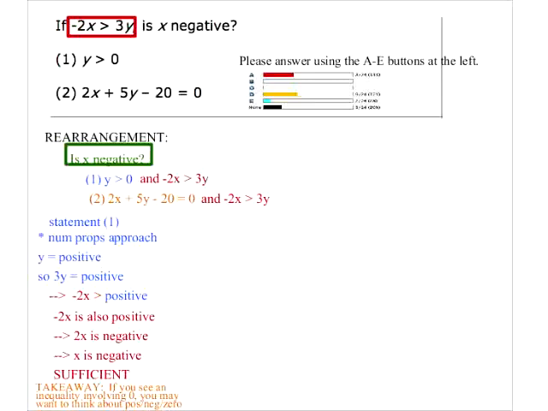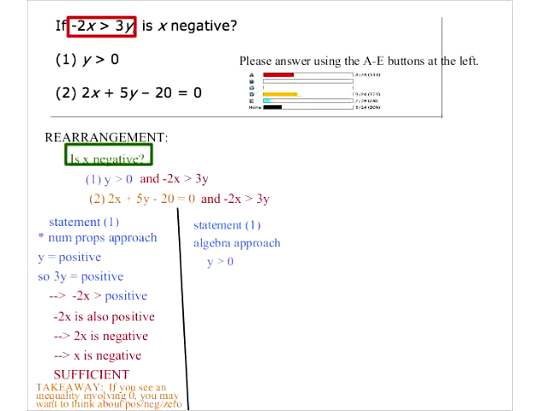Another approach to this statement, let's do another approach. If you didn't want to do the number properties approach, let's say you felt like doing algebra, you can do that too. Statement 1, algebra approach. So y is greater than 0, negative 2x is greater than 3y. The rule is if you have 2 inequalities, then you can add them if they have the same inequality sign, the same alligator, so to speak.